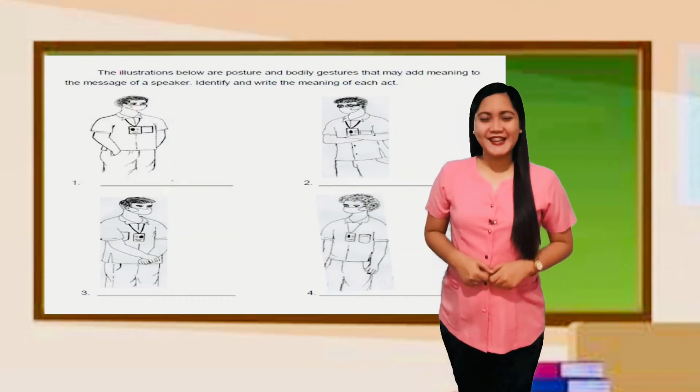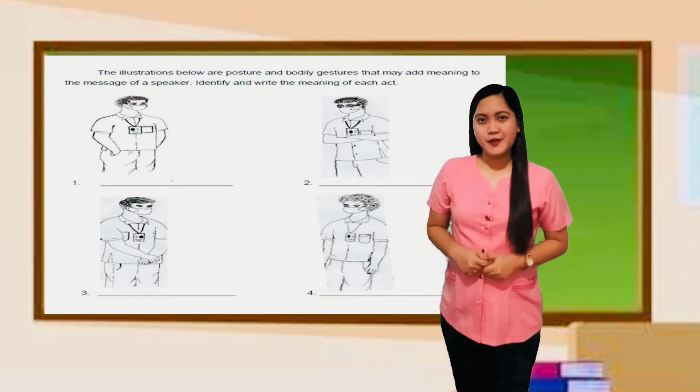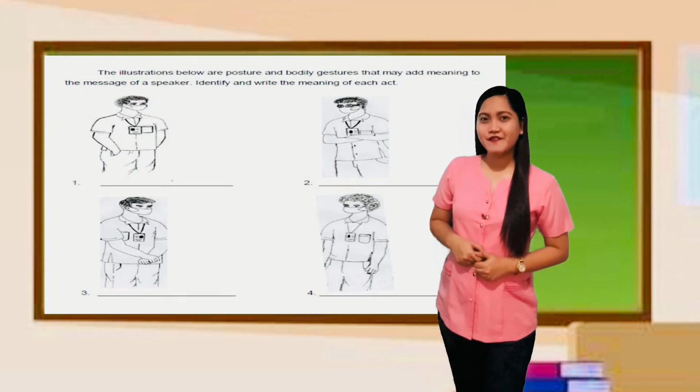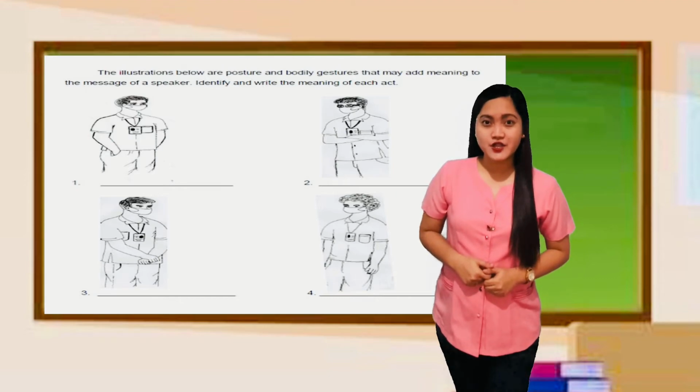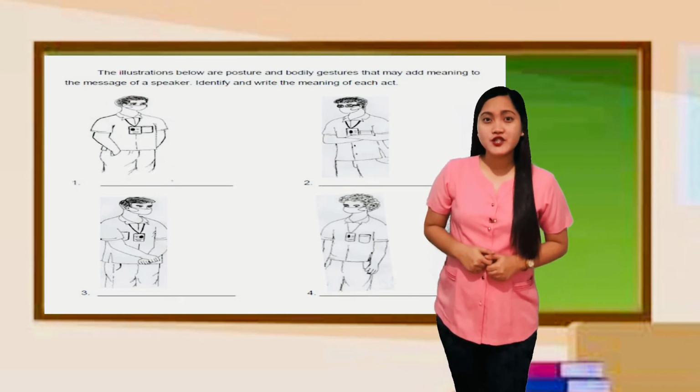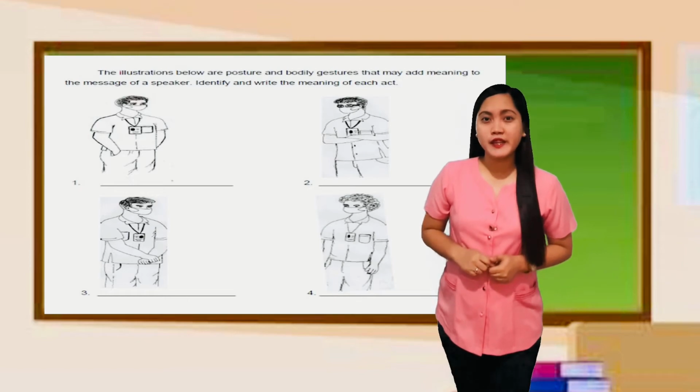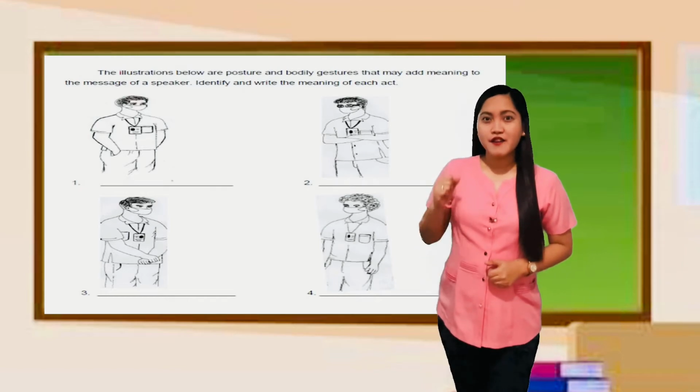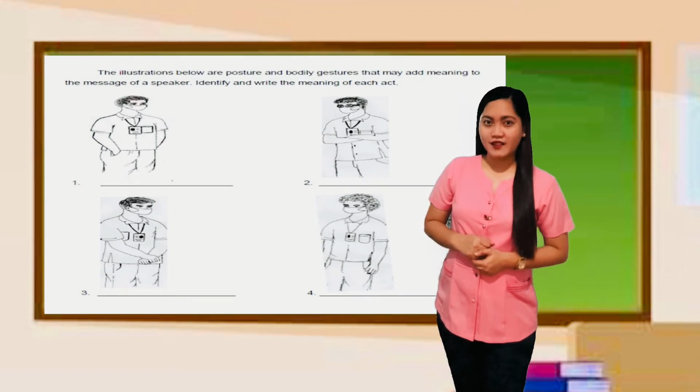Now, it's your turn, learners. Do this activity, which is entitled Identify Me. The illustrations that you are going to see are the bodily gestures that may add meaning to the message of the speaker. Write and identify each act.